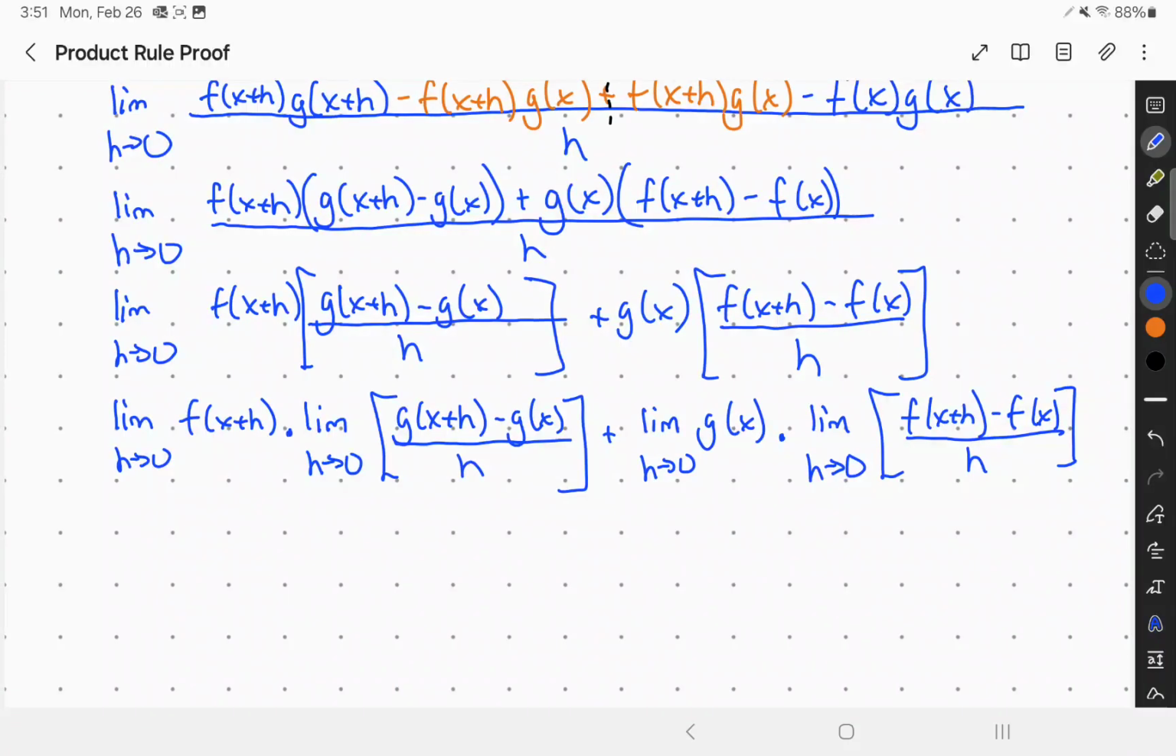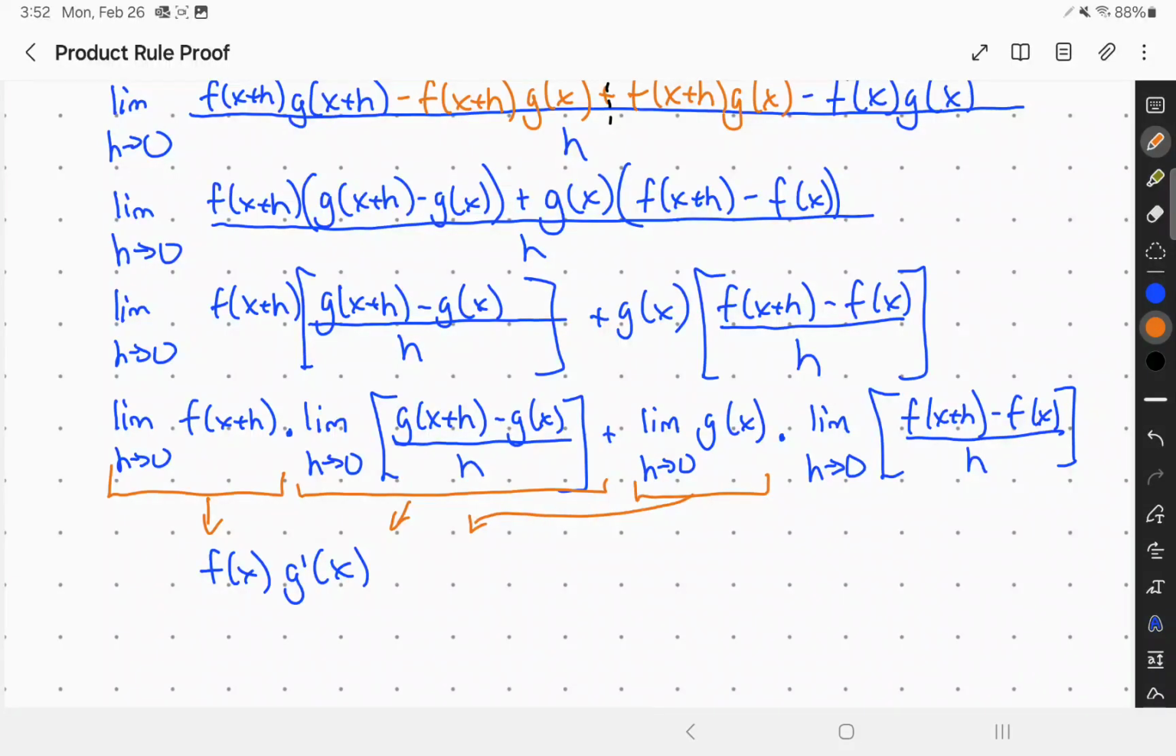So as the limit as h goes to 0 gets applied, this first part here will work out just to be f of x. This second part here, this is g prime of x by definition. Then there's no h even in this third one, so that is just plus g of x. And then the last one, that is the limit definition for f prime of x. So there we have the product rule.